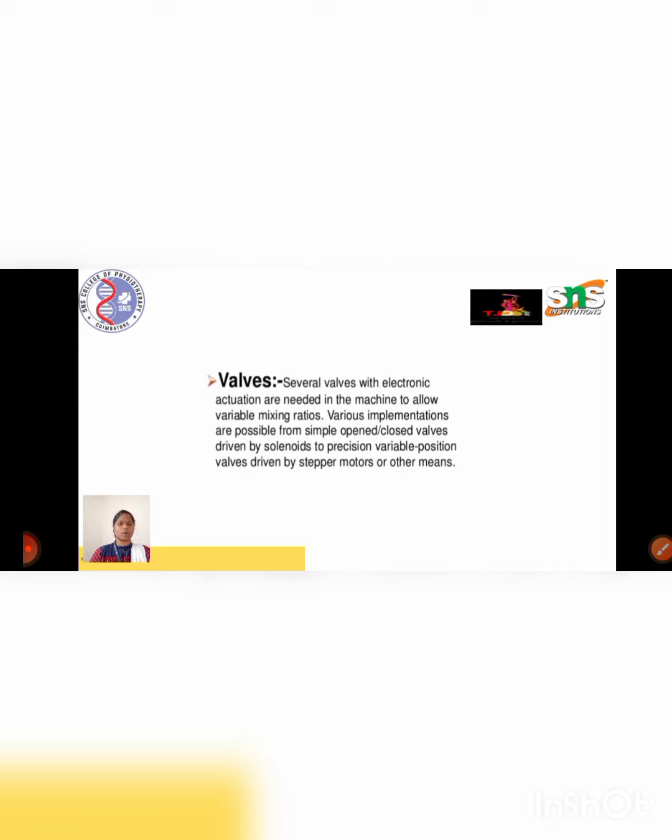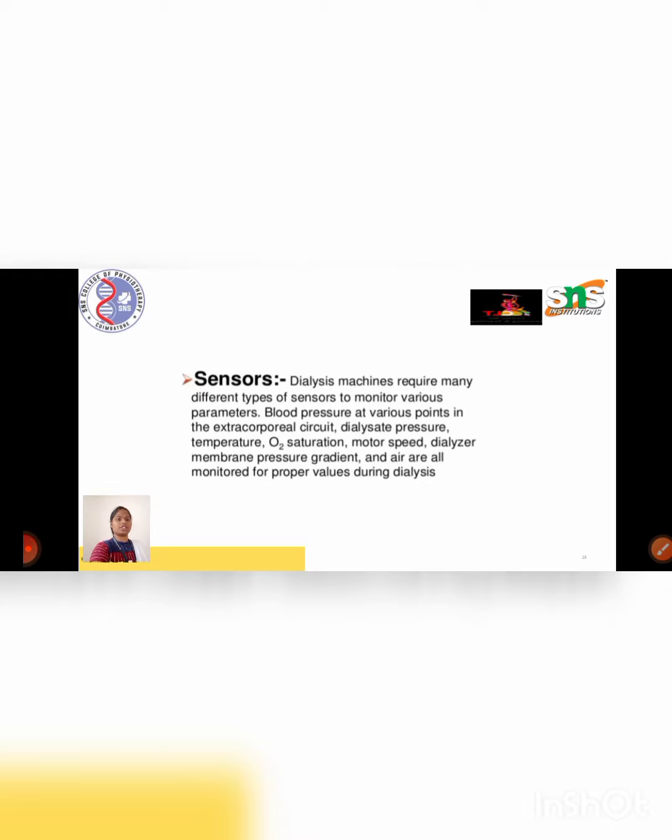Various implementations are possible, from simple opening and closing valves driven by solenoids to variable positioning valves driven by a stepper motor or other means. Sensors. The dialysis machine requires many different types of sensors to monitor the various parameters. Blood pressure at various points in the extracorporeal circuit, dialysate pressures, temperature, O2 saturation, motor speed, dialyzer membrane pressure gradient, and air are all monitored for proper values during dialysis.